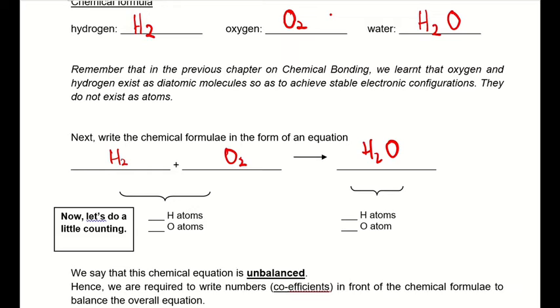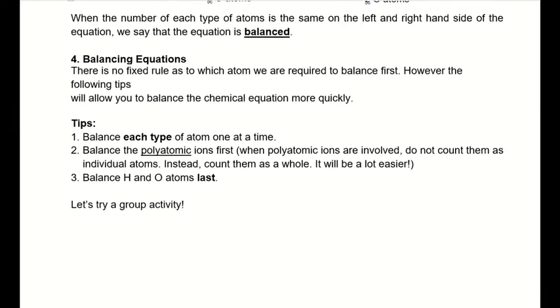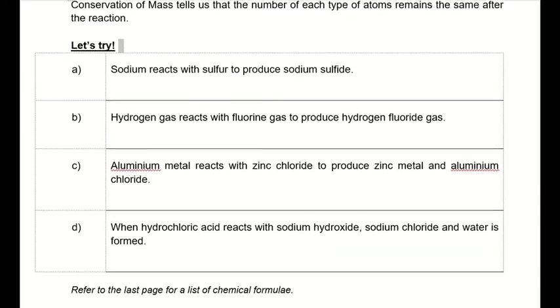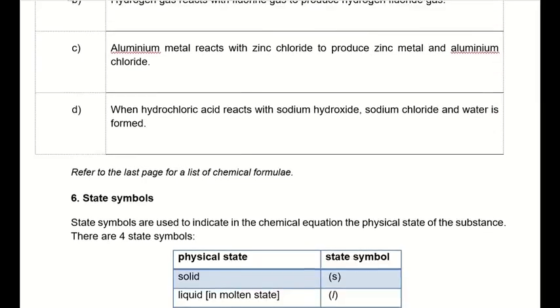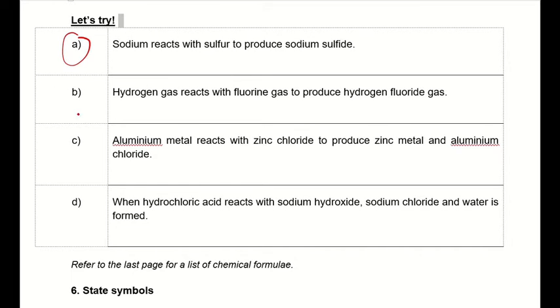Now we're going to skip the balancing first. I want you to go to page 5 and write down the chemical equations for A, B, and D, because that's what we did just now. You can pause the video right now, and then you can check the answers.